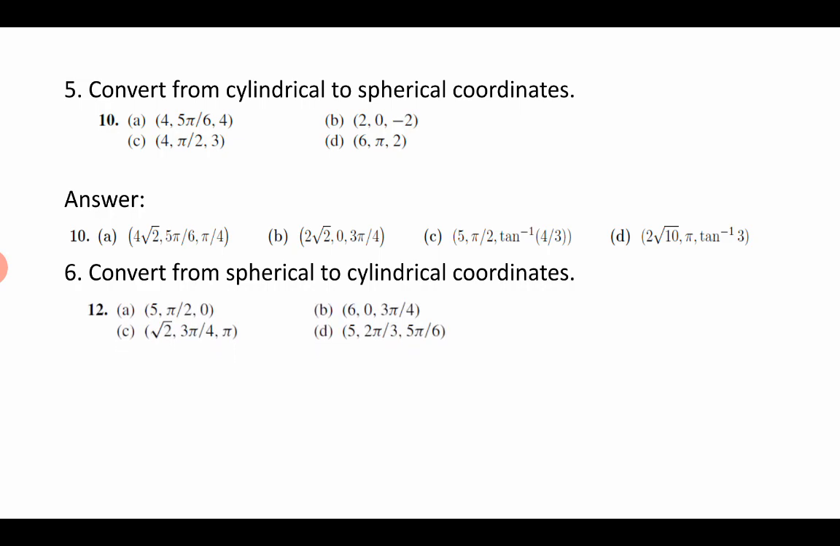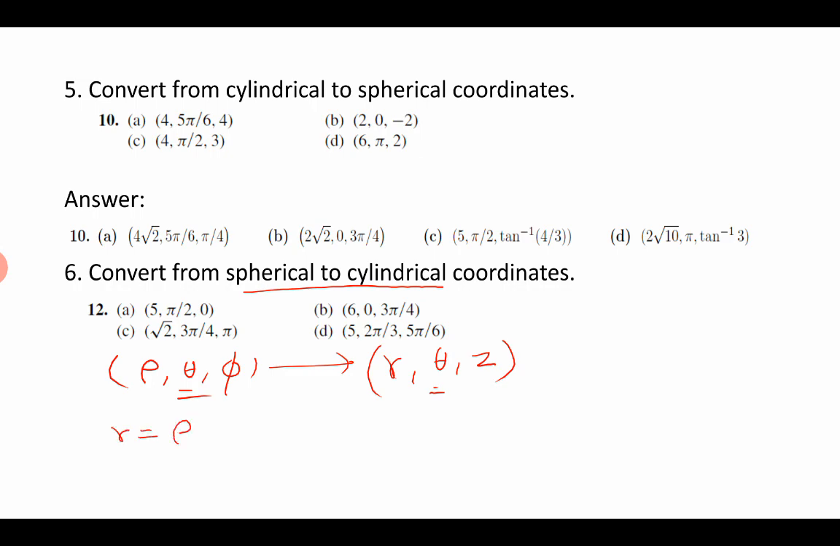Convert from spherical to cylindrical. Spherical coordinates are rho, theta, phi, and we are moving to cylindrical r, theta, z. So there is no change in theta. We have to find r and z in terms of rho and phi. And we have the formula for r. R is rho sine phi. Z is equal to rho cosine phi.